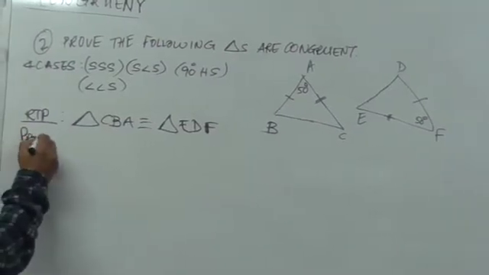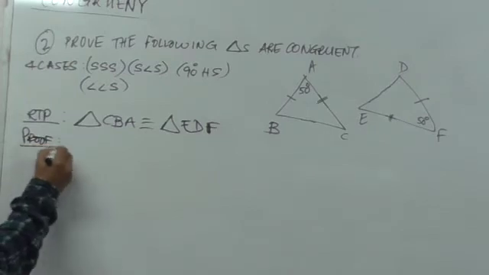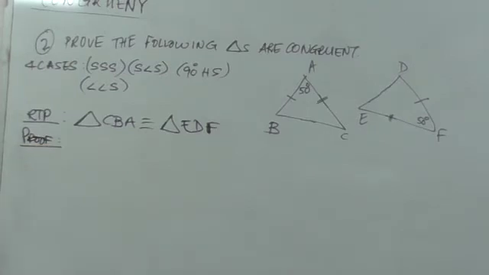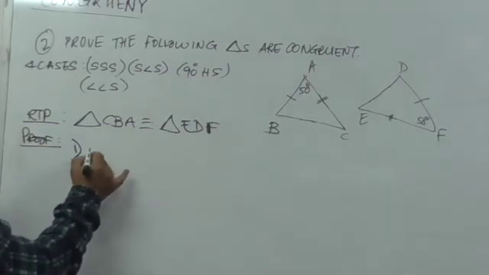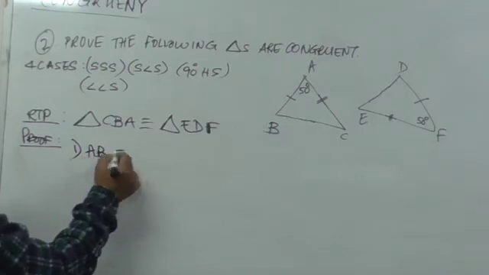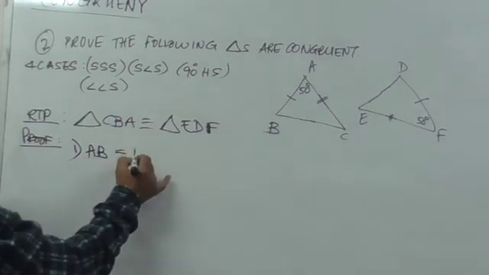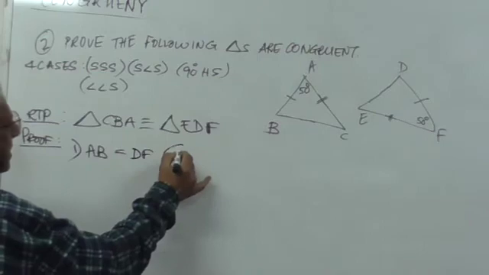Proof. Now, not every time will everything be given, but in the first few exercises, everything will be given, and then later on, you will have to find equal parts. So let's see, number 1. You can start with anything you like. Suppose I say AB. I'm taking that side AB. It is equal to DF. Reason, it is given.